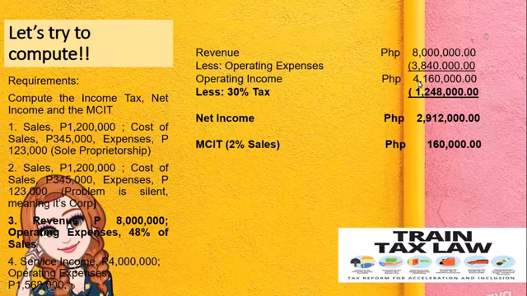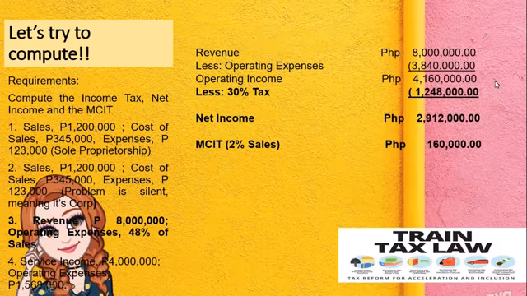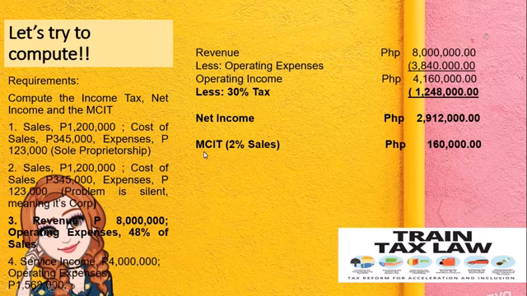Yes. So, 4,160,000 minus 1,248,000, you have the net income of 2,912,000. Okay? So, there is a net income. So, you're going to pay 1,248,000 to the BIR instead of paying the MCIT of 160,000.